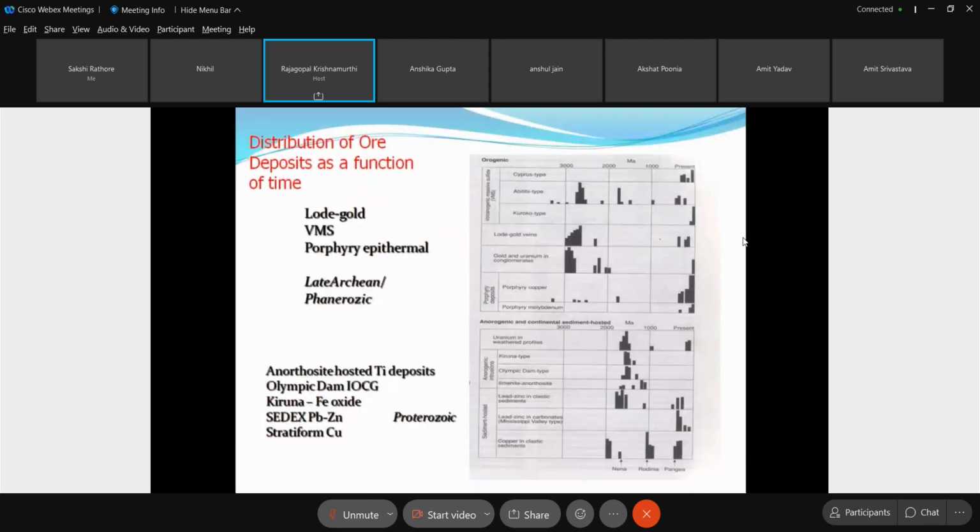Of course, we will study about a lot of distribution like gold deposits, volcanogenic massive sulfide deposits, copper deposits formed in the Archean time, Phanerozoic time, anorthosites, Olympic Dam type of deposits, Kiruna deposits, SEDEX type of deposits, stratiform copper. So we will study a lot of things.